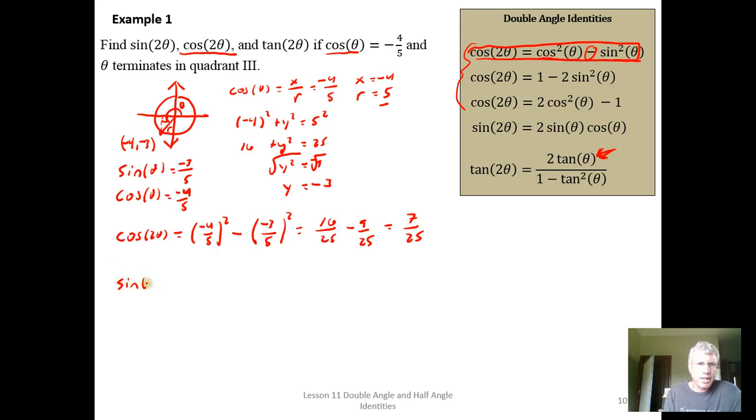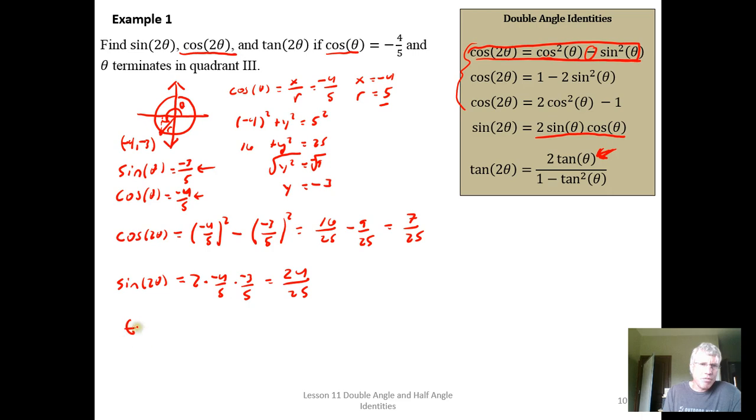And the sine of twice theta is going to be equal to 2 sine theta cosine theta, so 2 times the cosine of theta, which is -4/5, times the sine of theta, which is -3/5. And then we just simplify. We get -4 times -3 is 12. 12 times 2 is 24. We get 24 over 25.